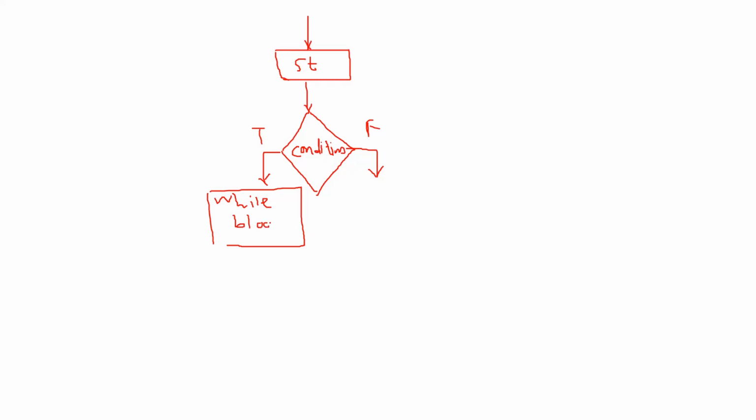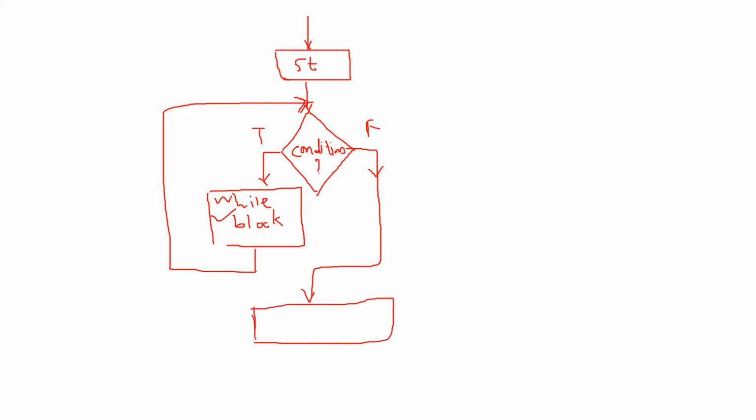Now after its execution, the control will again come back to this position. Again we have to check the condition, and if it is true, this while block will be executed again and this cycle will repeat. If it becomes false, then the next statement after this while block will be executed. This statement will be outside of that while loop, so this is my next statement.